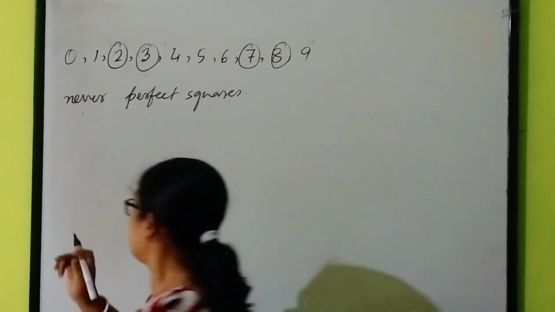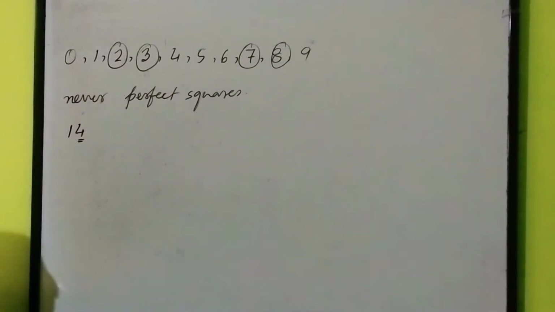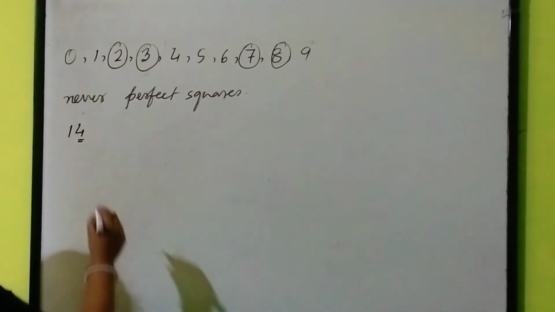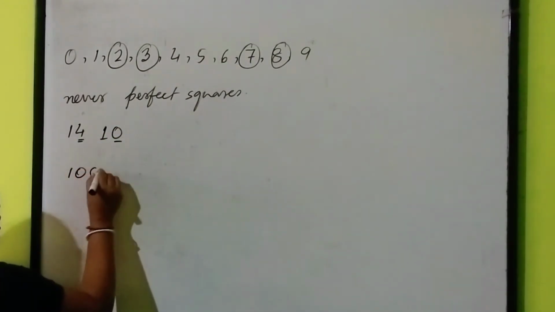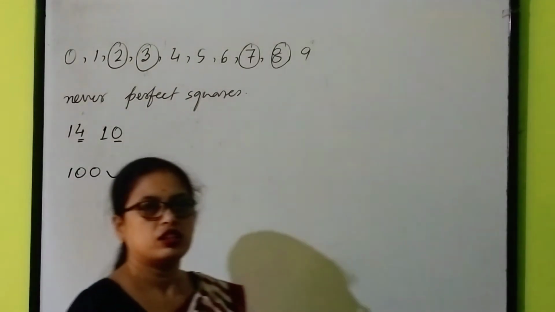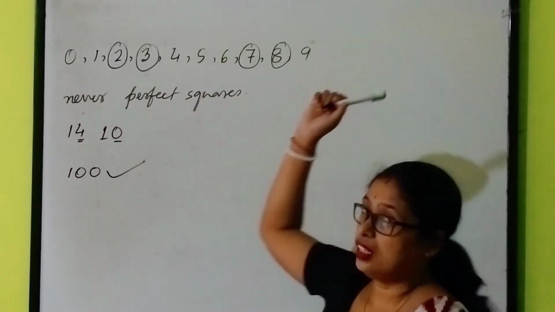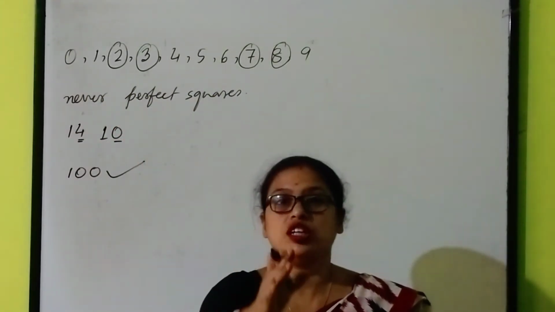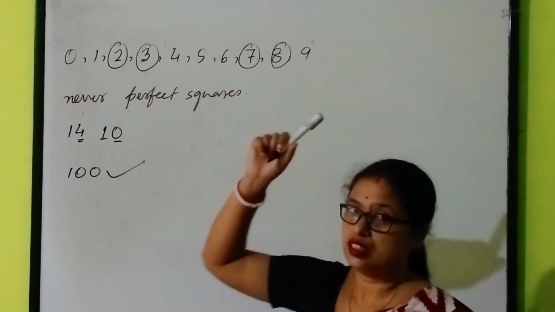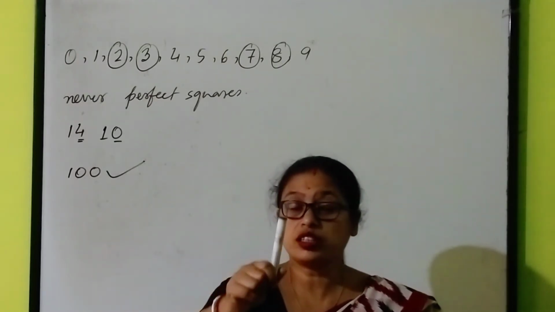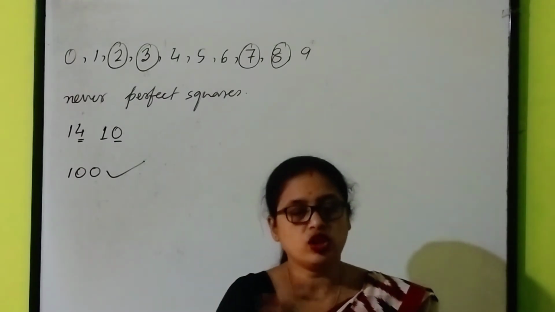No. See here, I am giving one example. 14. See, the number ends with 4. But is it a perfect square? No. The number ends with 0. Is it a perfect square? Yes. If I write 100, the number ends with 0, it is a perfect square. Have you seen it? So it is not necessary that if the number ends with 0, 1, 4, 5, 6, 9 it will surely be a perfect square. No, not like that. But if the number ends with 2, 3, 7, 8, it will surely not be a perfect square. Okay, so numbers which end with 2, 3, 7, 8 are not perfect squares.